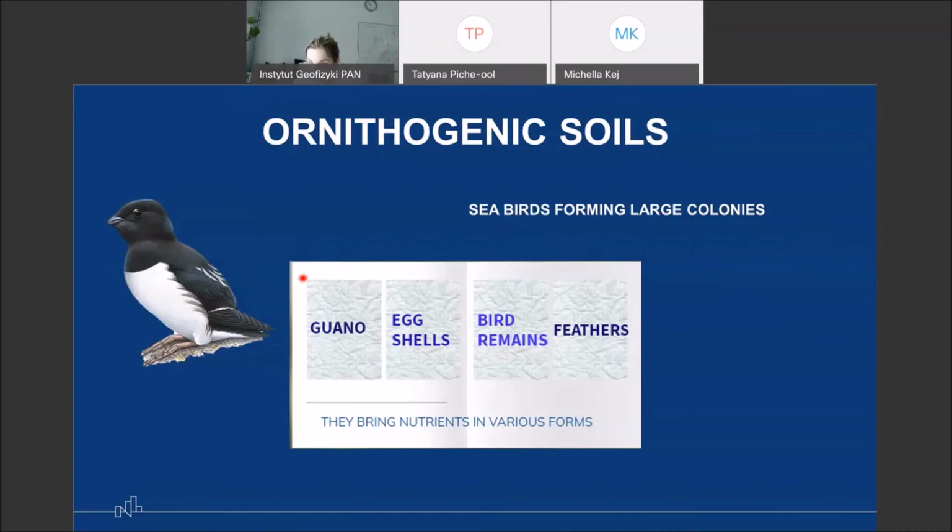So the large accumulation of organic matter of this marine origin, because both penguins and little auks bring this matter from the sea, because they feed in the sea, but they come back to land, they form colonies there. So this accumulation of marine originating organic matter is around breeding colonies, and it contributes to the emergence of vast areas of tundra, ornithogenic tundra. And this tundra is characterized by very rich plant communities.